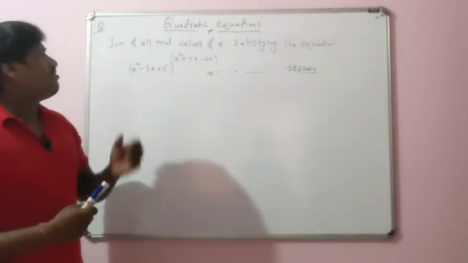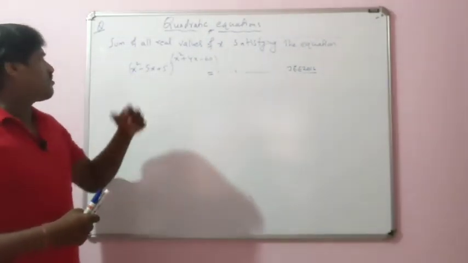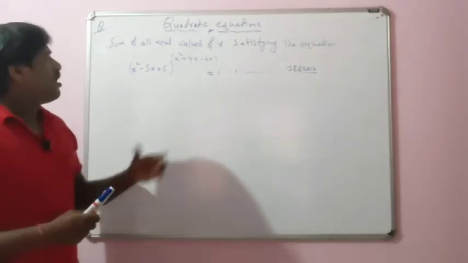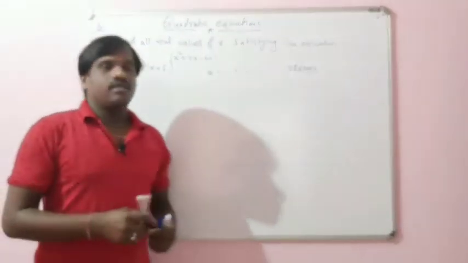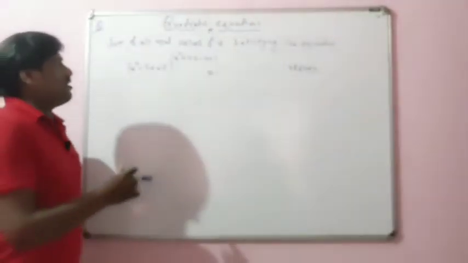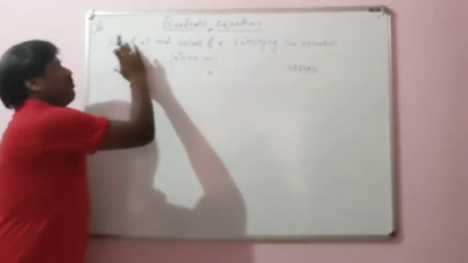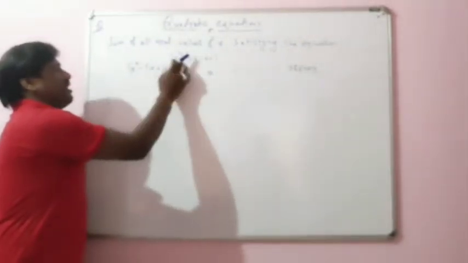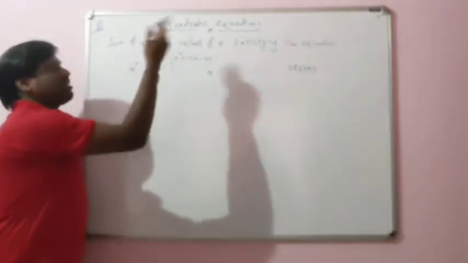What is the question? Sum of all real values of x satisfying this equation, (x square minus 5x plus 5) raised to the power of (x square plus 4x minus 60) is 1, is dash. So you have to find, if this expression is equal to 1, then what will be the roots which satisfy this condition, and what is the sum of these?